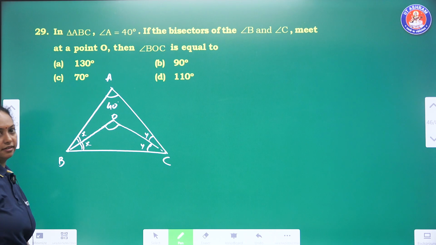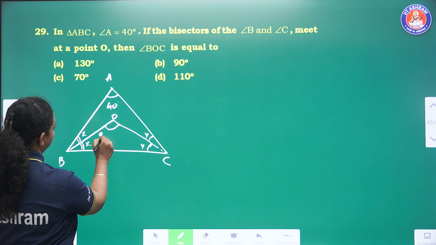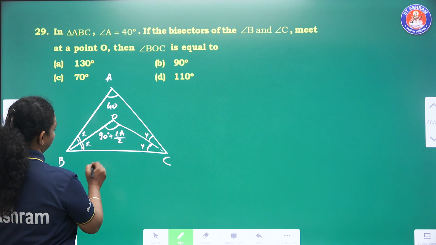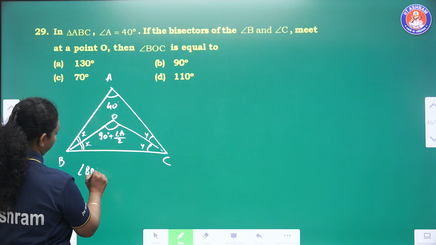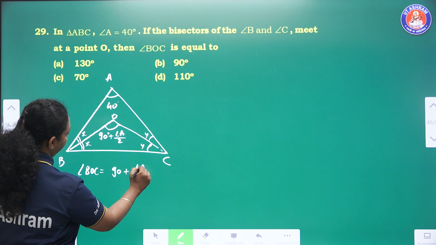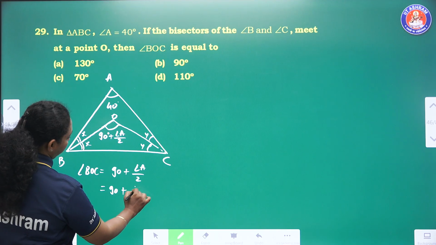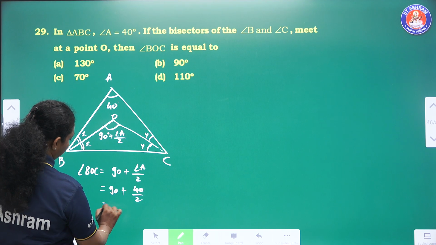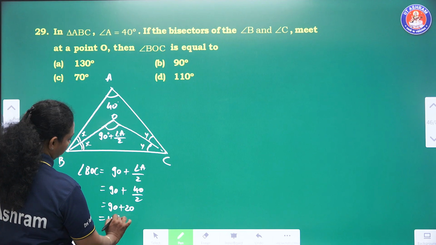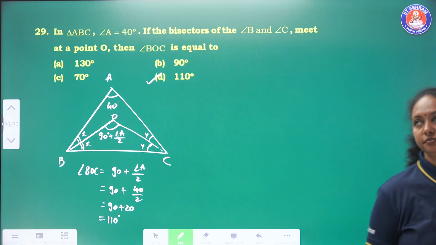And we know that the result is the angle BOC is 90 degree plus angle A by 2. So angle BOC is equal to 90 degree plus angle A by 2, that is 90 plus 40 by 2. So it is 90 plus 20 is equal to 110 degree. So which one is the correct option? Option number D.